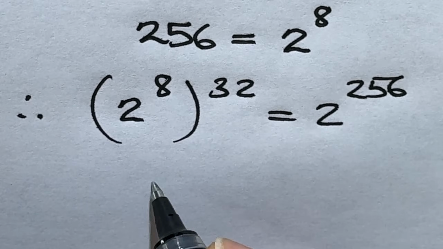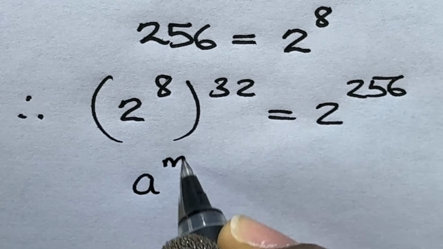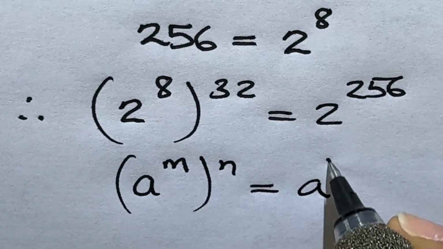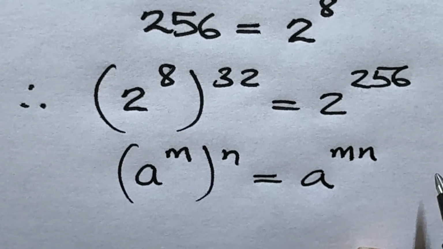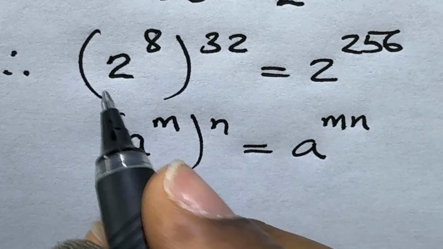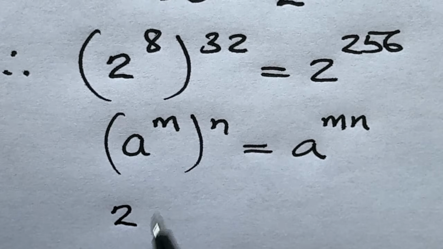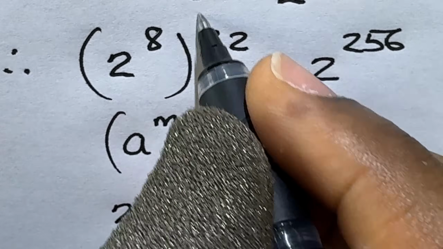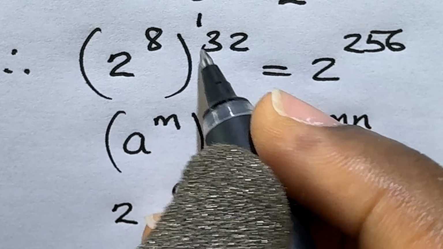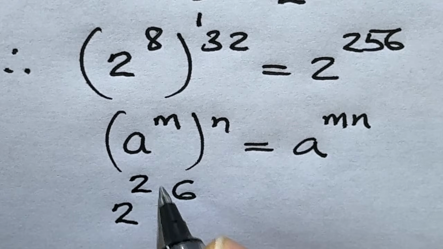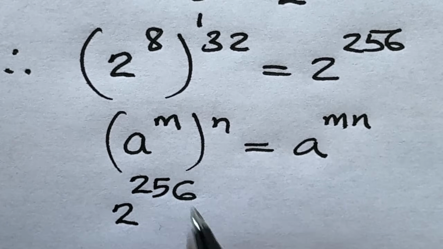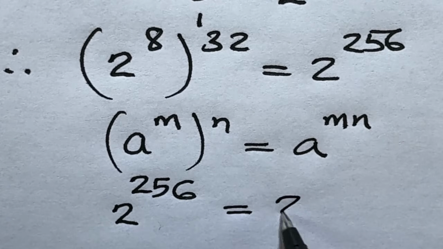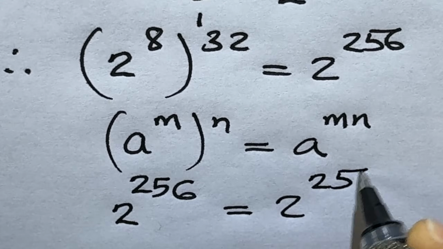By law of indices, a raised to power m raised to power n will give us a raised to power m times n. Therefore, this becomes 2 raised to power 8 times 32. 8 times 2 is 16. 8 times 3 is 24. 24 plus 1 is 25. So we have 256. And then 2 raised to power 256 gives us 2 raised to power 256.